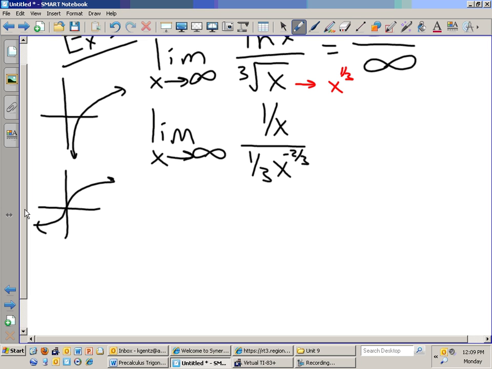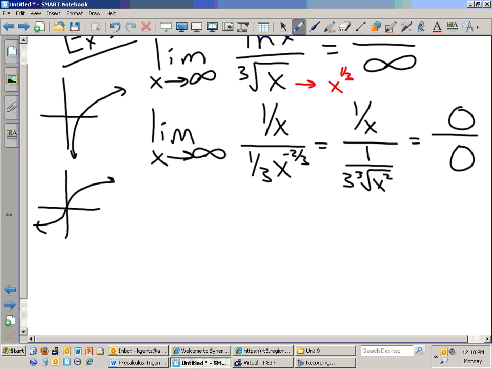Now, as you look at this, I'm going to rewrite this very quickly as 1 over x over 1. Let's look at the top. If you plug in infinity to the top, what do you get? 0. You would get 0. And if you plug infinity into the bottom, what would you get? You would get 0. So notice that we went from an infinity over infinity to a 0 over 0 type.